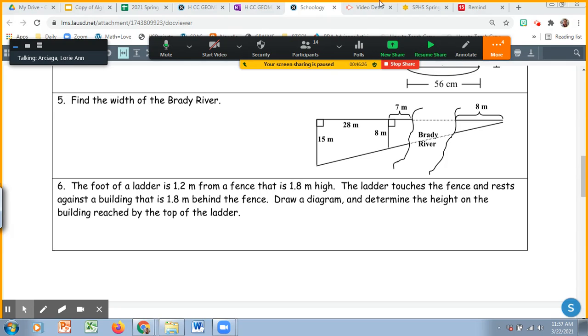Okay, did you guys come up with a drawing for this one? Okay, again, almost. Make sure the fence and the building are parallel to each other, right? Okay.